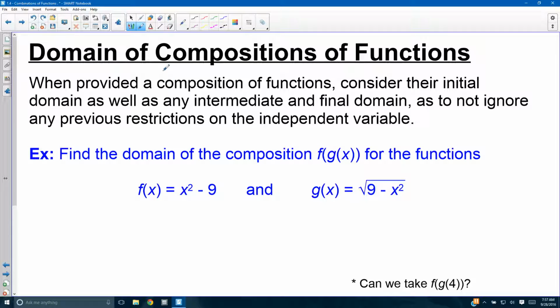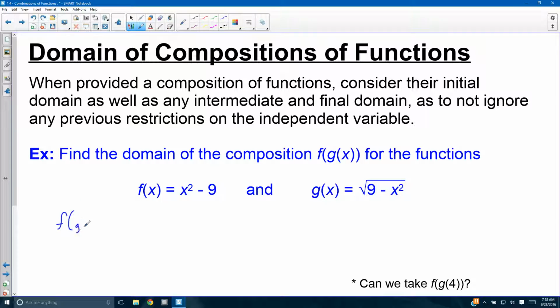Okay, let's do a domain of a composition of functions, or domain of compositions of functions. When provided a composition of functions, consider their initial domain as well as any intermediate and final domain as to not ignore any previous restrictions on the independent variable. All right, so what does that have to do with here? Well, if you have f of x and g of x, and you're asked to find f of g of x right here, I'm going to go ahead and do that first. I have x squared minus 9 and the square root of 9 minus x squared.